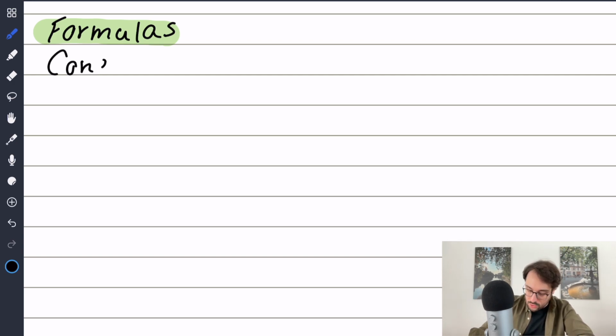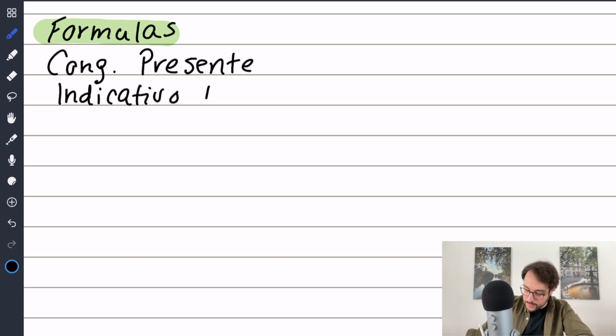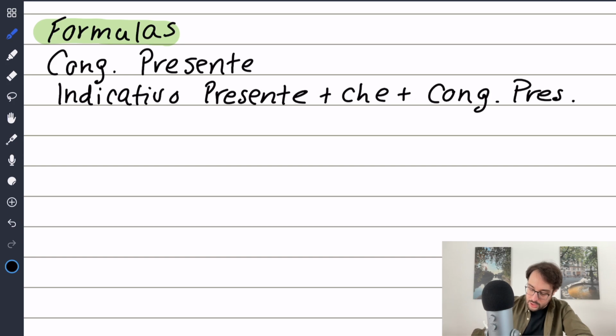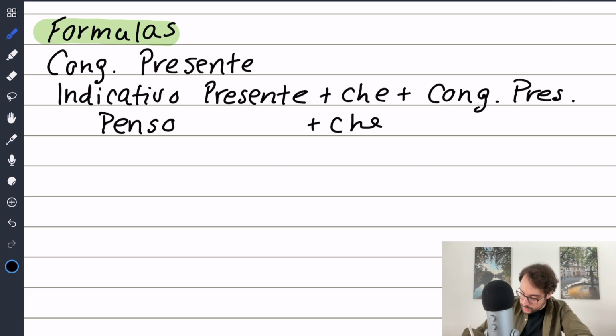So we have congiuntivo presente. We were writing things in the indicativo presente, and then in the second half of our sentence after the che, we would have the congiuntivo presente. Okay, so what does that look like? You could say penso che sia. Okay, I think that it is.